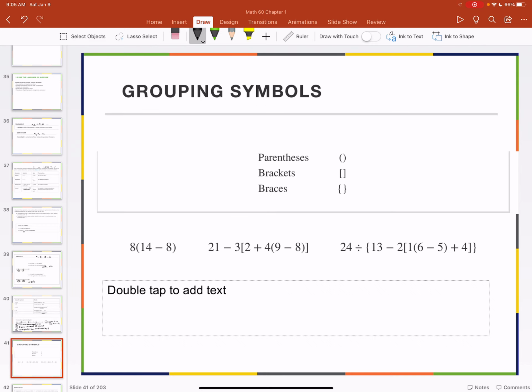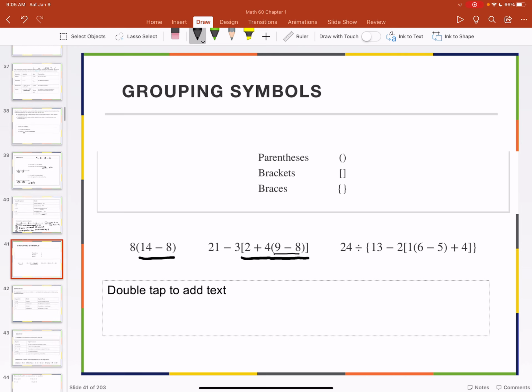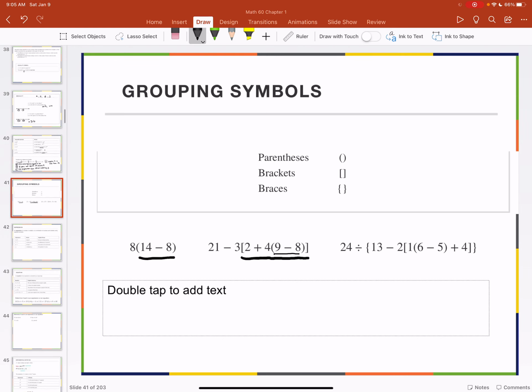Okay, let's get into grouping symbols. We have parentheses, brackets, or braces. So here's some examples of grouping symbols. So here, the difference of 14 and 18 is grouped together. Here we have brackets grouping all of this, and then within that we have this. So what we do is we're going to solve using PEMDAS, right? And I think we're going to get into that more in a minute. So I'm going to go ahead and keep going. Have a lot of slides to cover here.